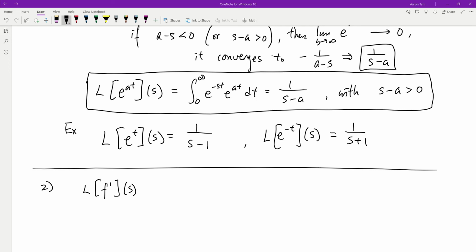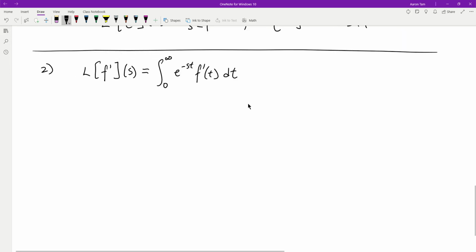To figure this out, we're going to basically do the same thing just like before. We're going to go through the integral and see if we can somehow find a formula for this. So it will be the integral from 0 to infinity, e to the negative st, f prime of t dt. So I'm going to have to integrate this thing. How am I going to integrate this? Well, it's simple. You do integration by parts. So let's go through the process.